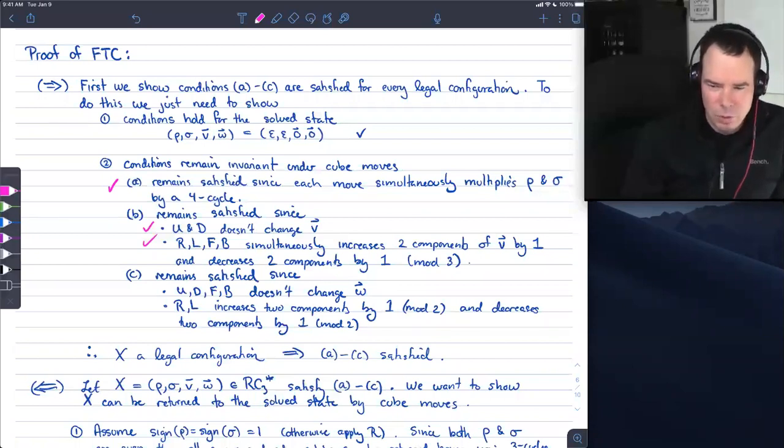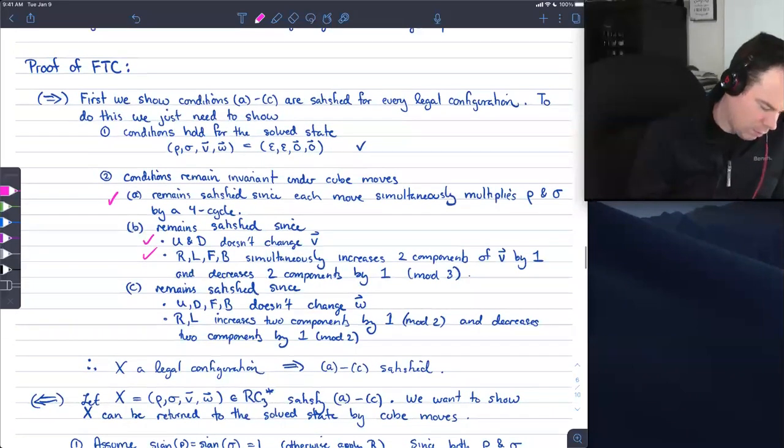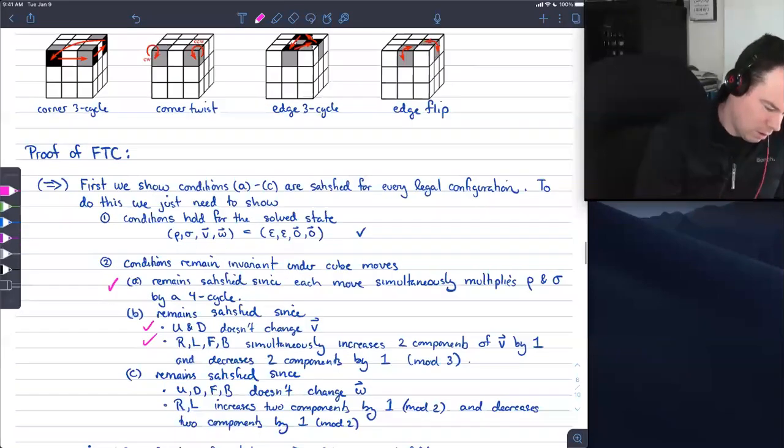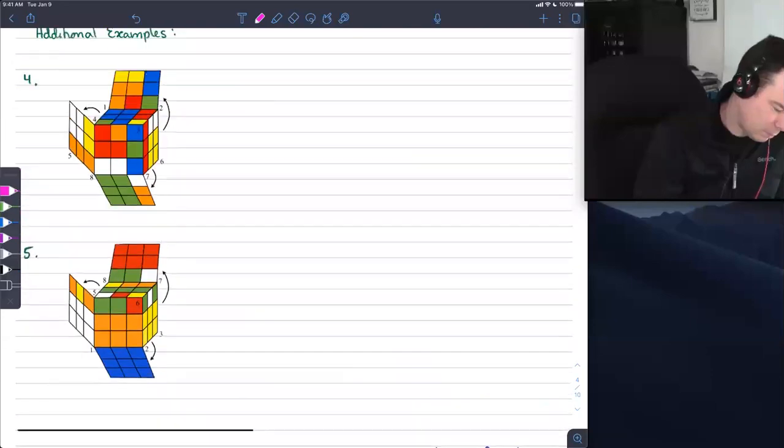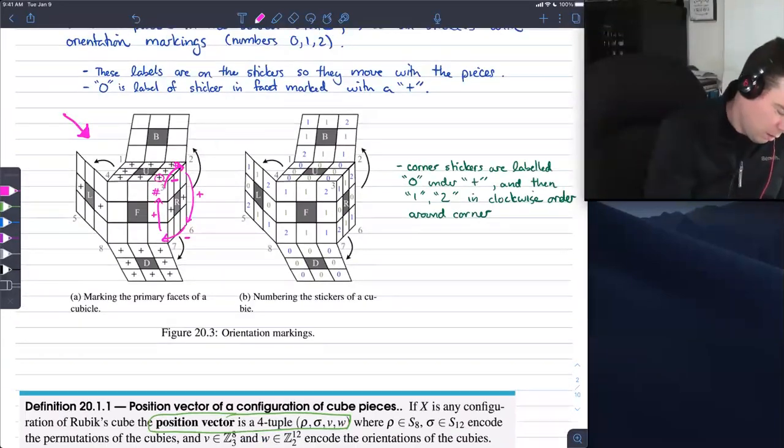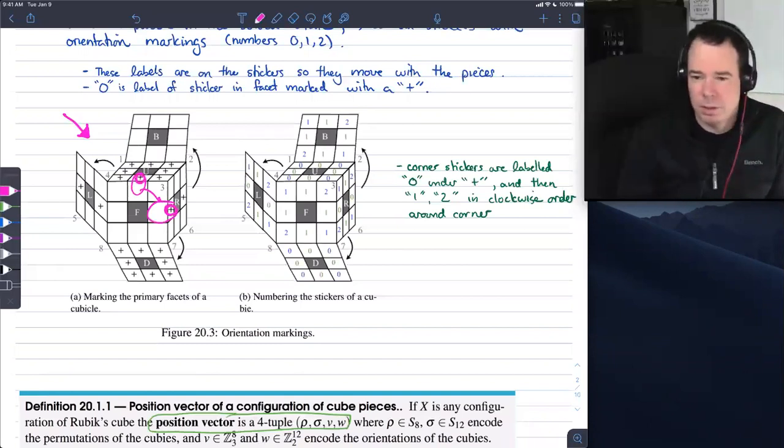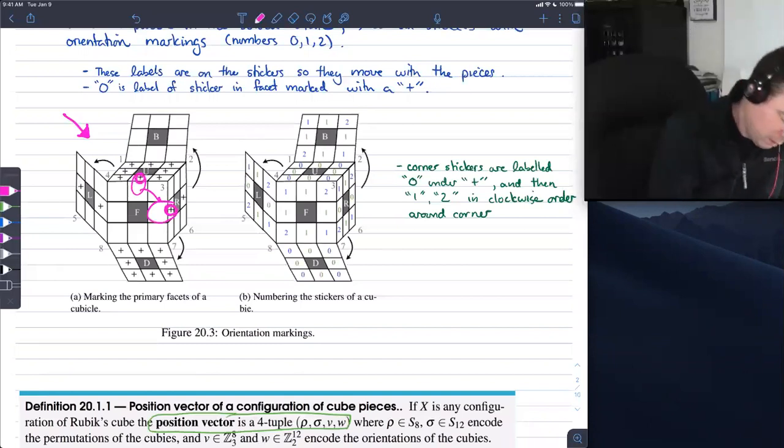Only in this case, U, D, F, and B don't change W. You might say, well, how come we went from U and D not changing V to now F and B not changing W? So I'll scroll back and get rid of some of these markings. What happens when I do an F move? Well, I take this edge and I move it here. And so whatever number was under the plus sign is still the number under the plus sign wherever it went to. And similarly.